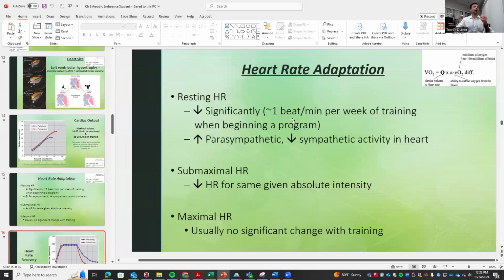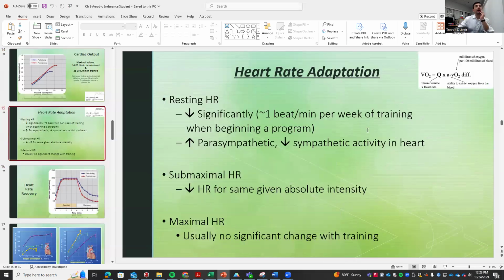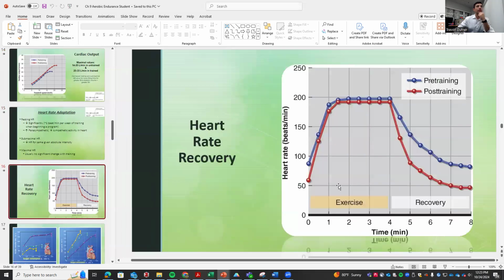Right, and then also talking about heart rate adaptation, all these things, right? Heart rate adaptation is going to be lower after a training period. And more importantly, something that can also show an elevated level of aerobic fitness is this idea of a faster return to baseline in trained individuals. So we see post-training here, right? They're going to have lower heart rate overall, but also they're going to return to baseline.